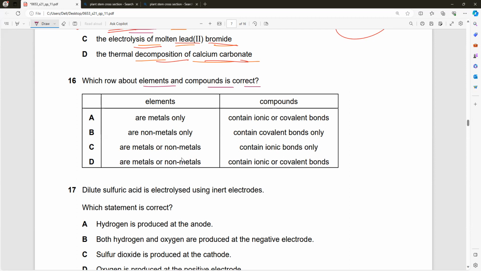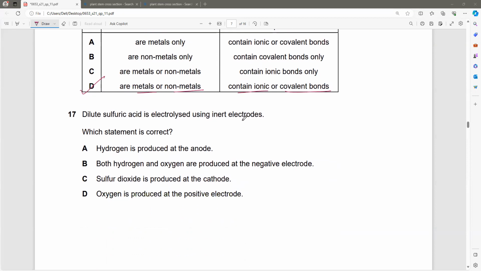Elements, their elements means what? They are metals as well as non-metals. And compounds, suppose I say carbon dioxide compound, sodium chloride compound. One is an ionic compound, another one is a covalent compound. Now what will happen, everybody? Option D. So elements are metals and non-metals, and compounds contain ionic as well as covalent bonds. So that's all.